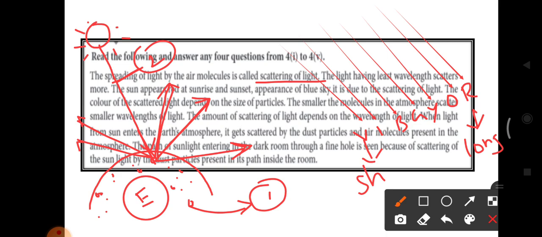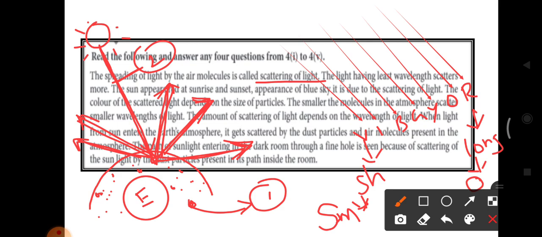So when the white light, that means the 7 colors, fall on these particles, the smaller particles scatter smaller wavelength. The larger particles scatter longer wavelength. So, the scattering of light depends on the two factors. One is the size of the particle and another one is the wavelength of the incident light.